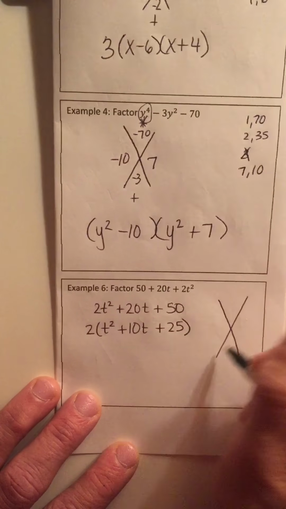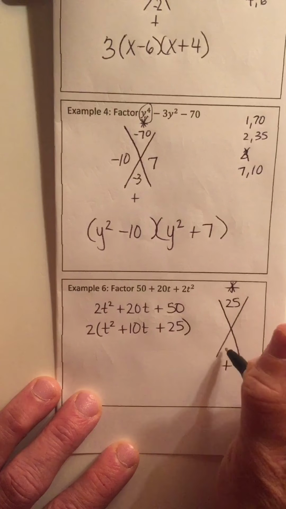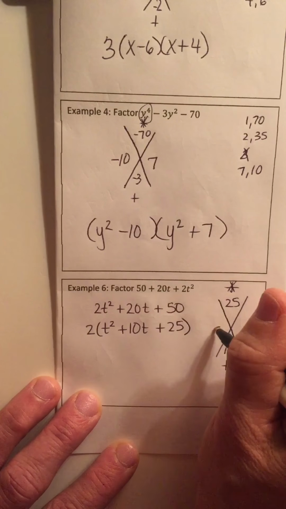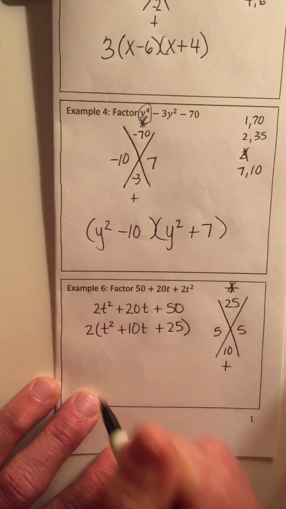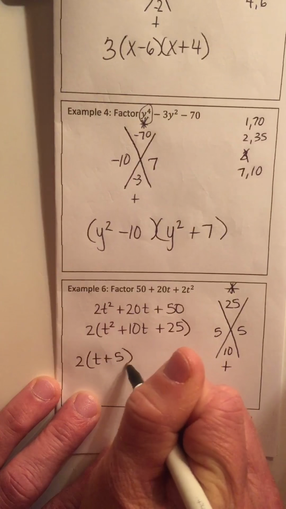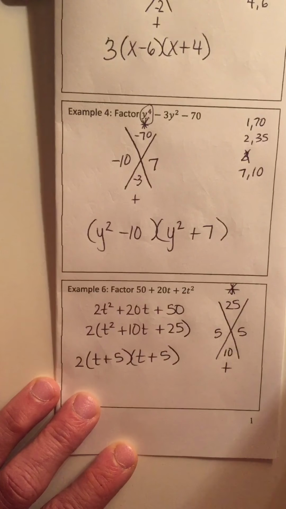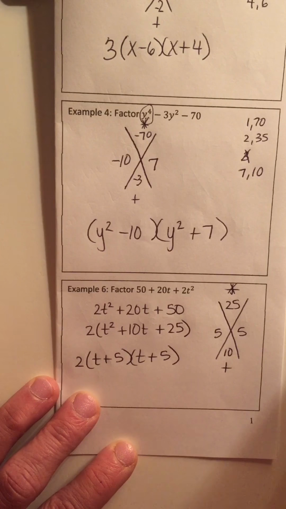Now, what multiplies to 25 and adds to 10? 5 and 5. So it's going to be 2 times t plus 5 times t plus 5. Those are the notes for factoring a trinomial when first factoring out the greatest common factor.